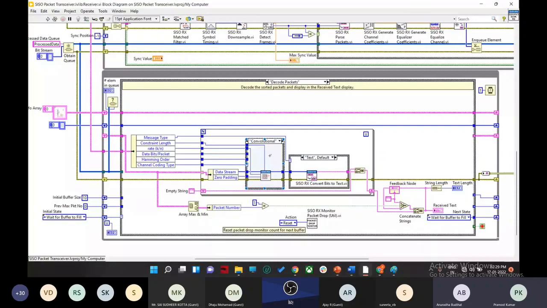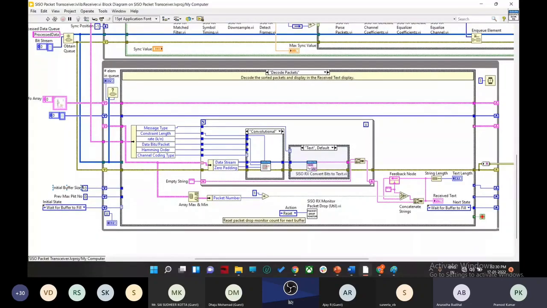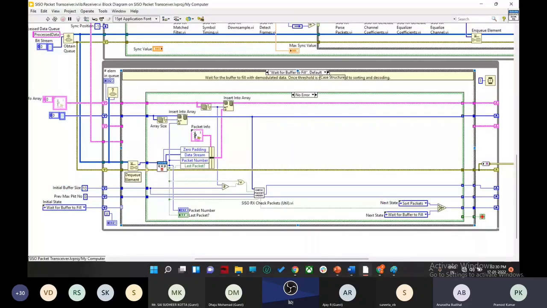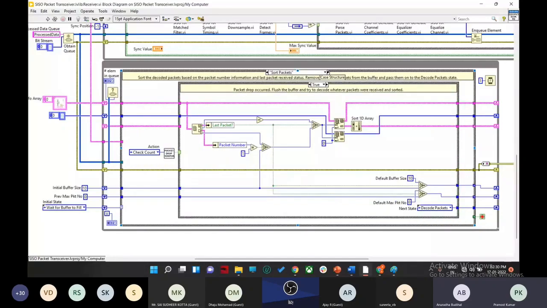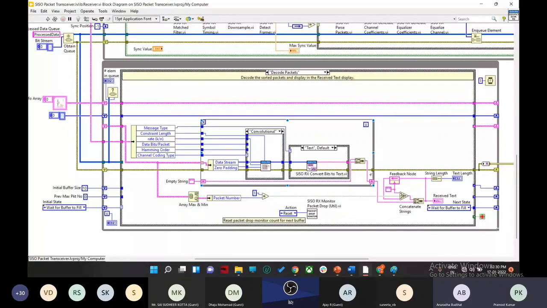So this is how it works. First we have received 10 packets, so first it goes to wait for buffer. After the 10 packets have been received from this loop, it goes to the next state where sorting happens. After sorting, it goes to this loop and the 10 packets get decoded. But the packets that we have transmitted are around 30 packets. So after decoding 10 packets, it will store them in its memory, and then again go to wait for buffer. Again it will wait for another 10 packets to come in, then go to sort packets, and again to decode packets.